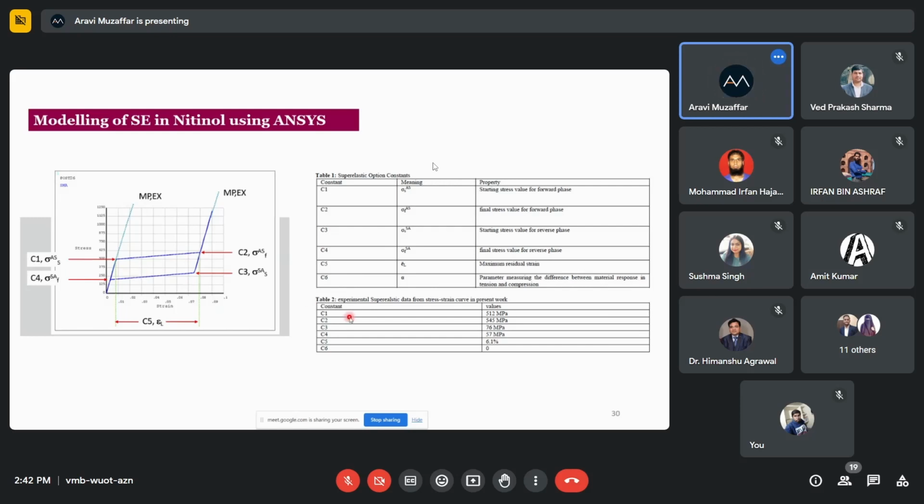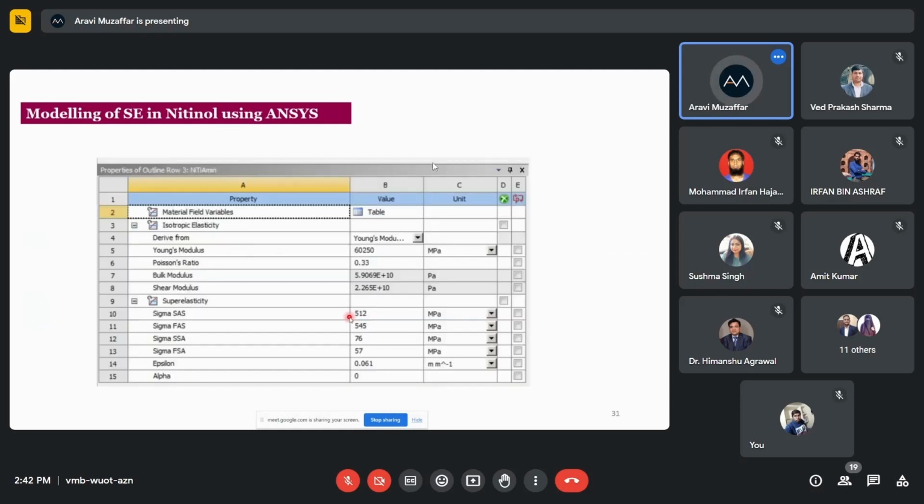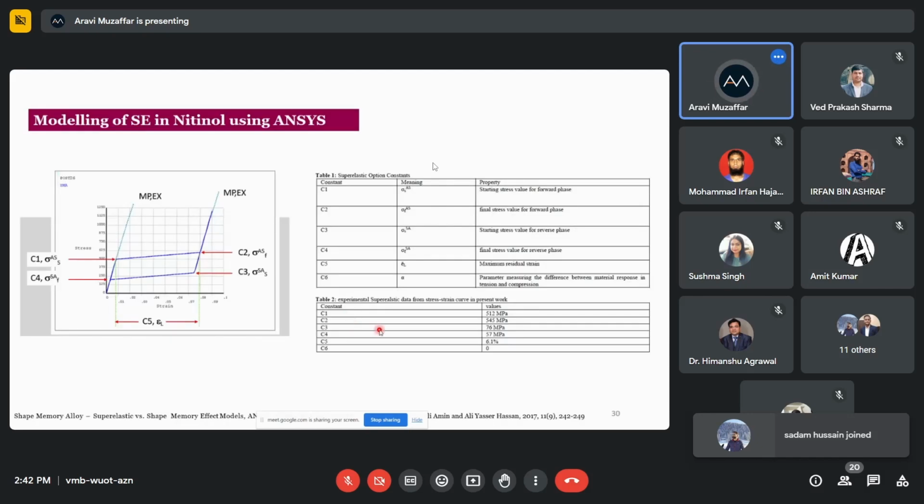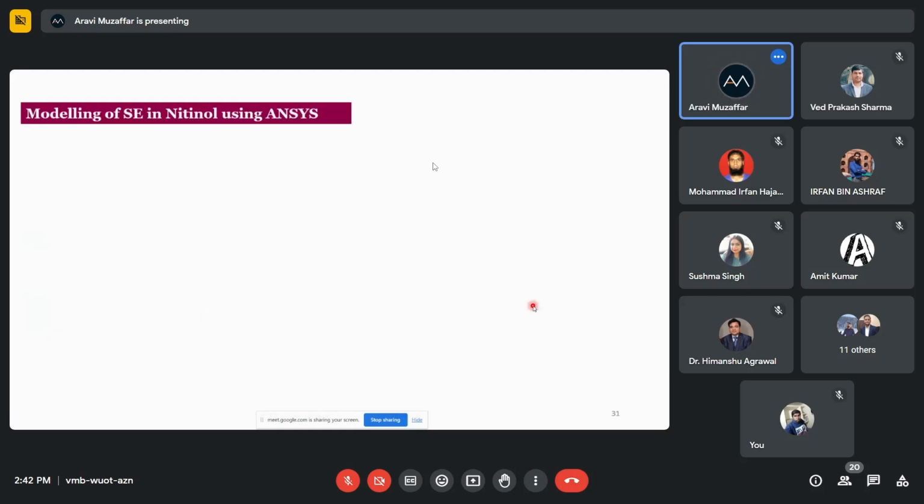So for the first case, I'll show you one that I have taken from a paper. This group of researchers did their experiment on a wire, a rod of the shape memory alloy, and found out the corresponding super elastic curve, and then they tried to model it in Ansys and see if there is any variation, to verify the model.